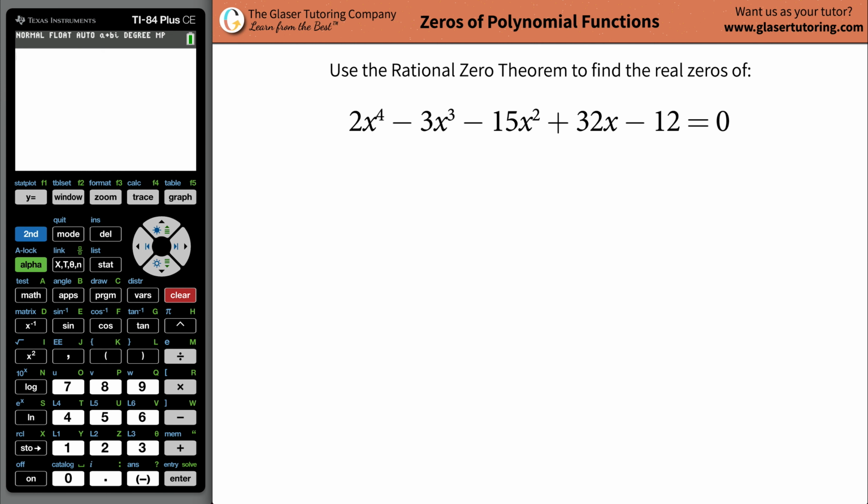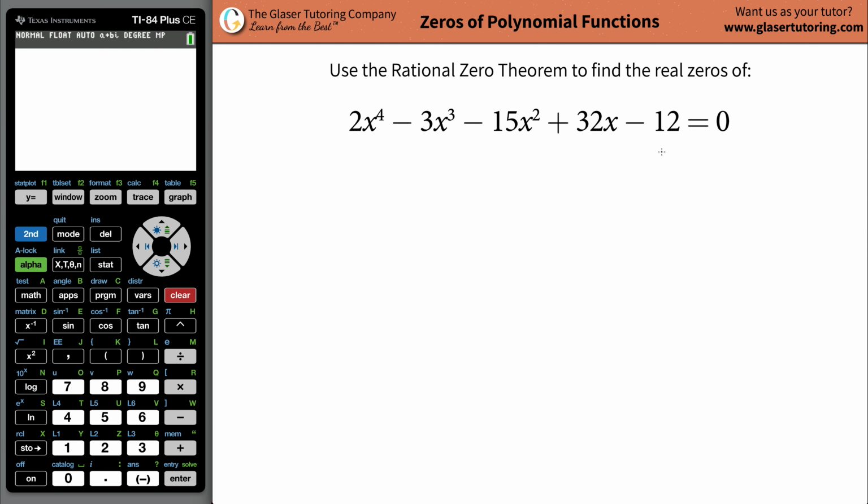Hi, I'm Andrew. Today I would like to teach you how to use the Rational Zero Theorem to find the real zeros, potential real zeros, of the following function: 2x^4 - 3x^3 - 15x^2 + 32x - 12. All right, so what in the world is the Rational Zero Theorem?